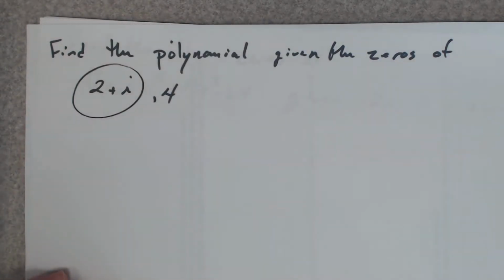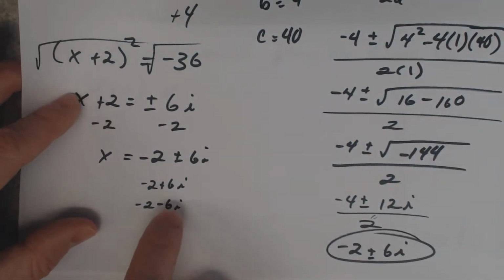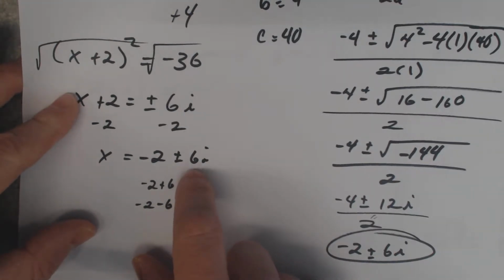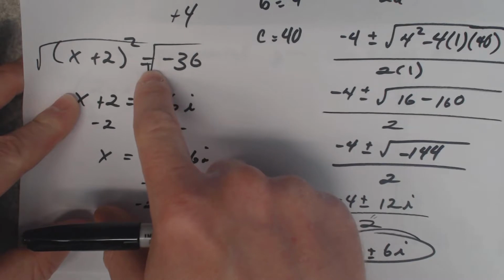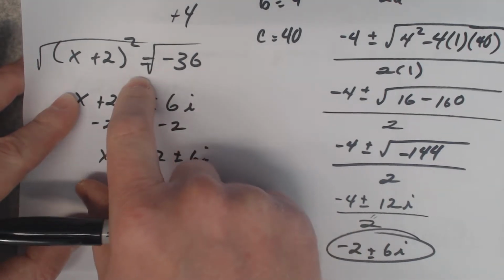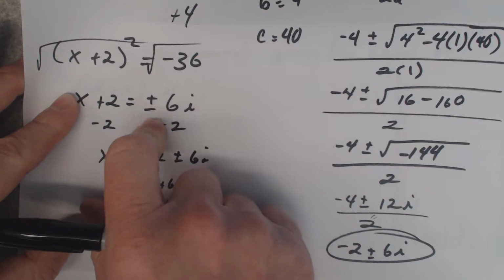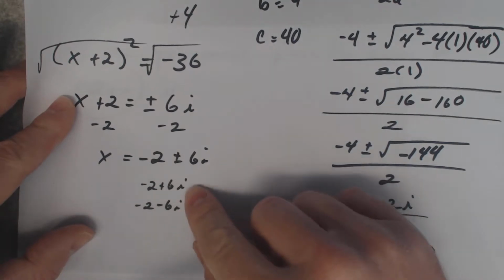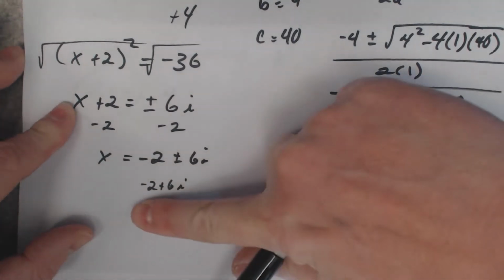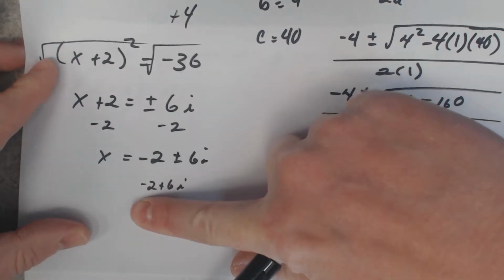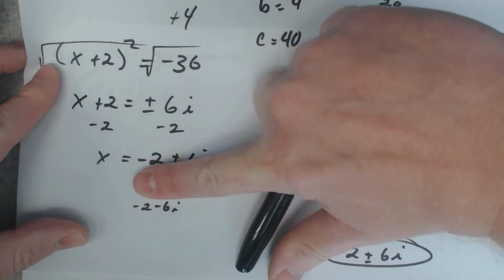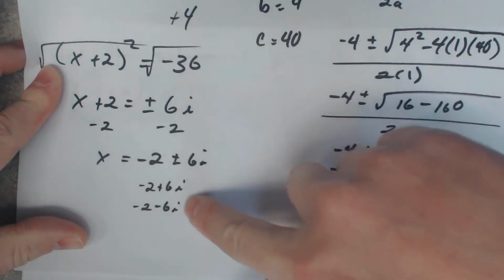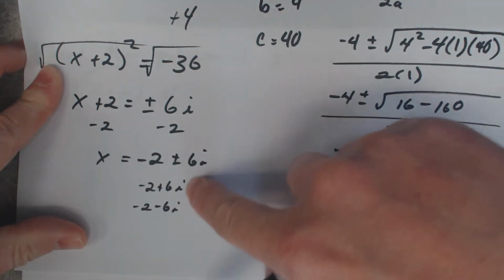Well, here's the idea. Remember a second ago where we came up with this i business? The only way you could have come up with an answer with an i in it is if you took the square root of a negative number. And when you take a square root, you automatically have a plus minus. You have to. So the idea here is that if I told you that this was one of the solutions, -2 plus 6i, then automatically you should know that -2 minus 6i was another solution to that problem, because they're like inseparable twins, so to speak.